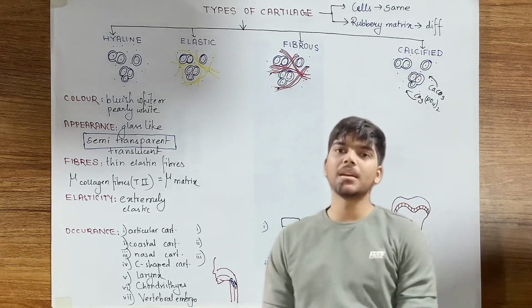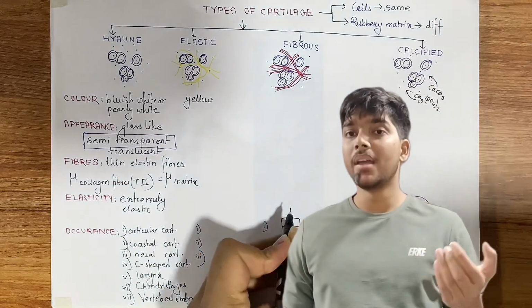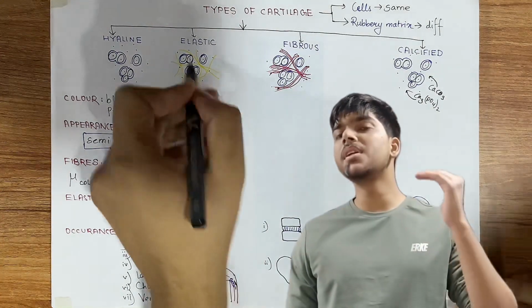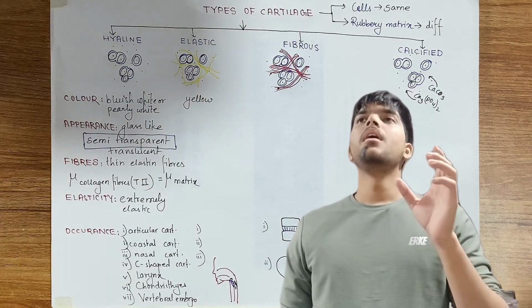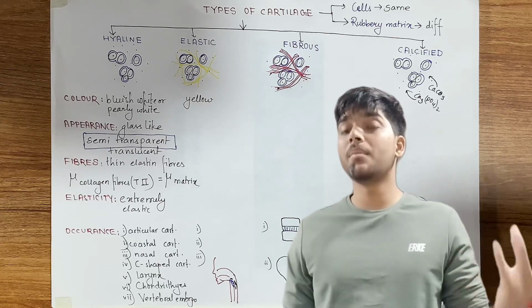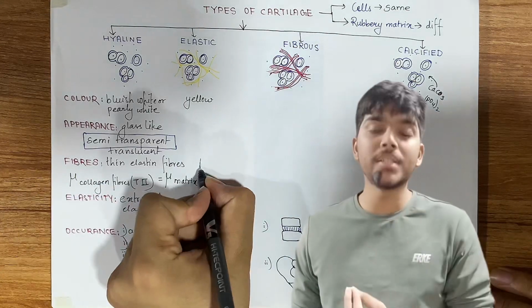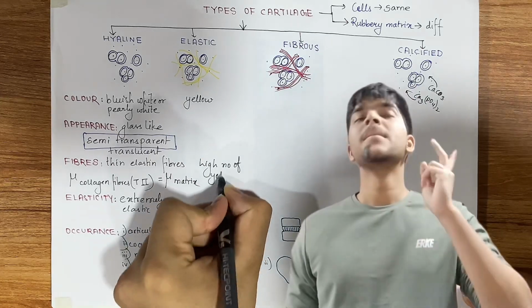Next is elastic cartilage. Color, it is yellowish in color. Why? Because it contains a high percentage of elastic fibers. I mean, the name itself suggests it. It contains a high quantity of elastic fibers, and elastic fibers are made up of the protein elastin, which is yellowish in color. That's why the cartilage gives off a yellow color. That's the color.